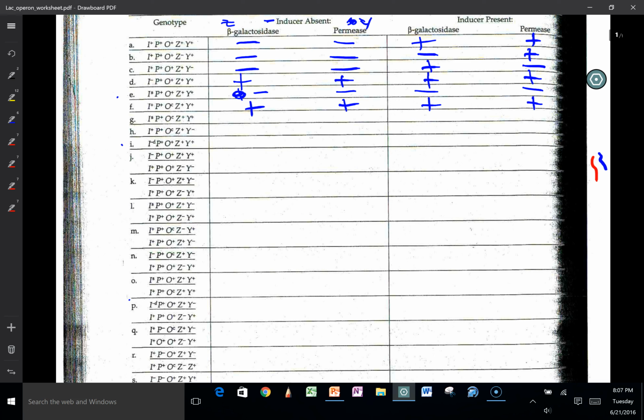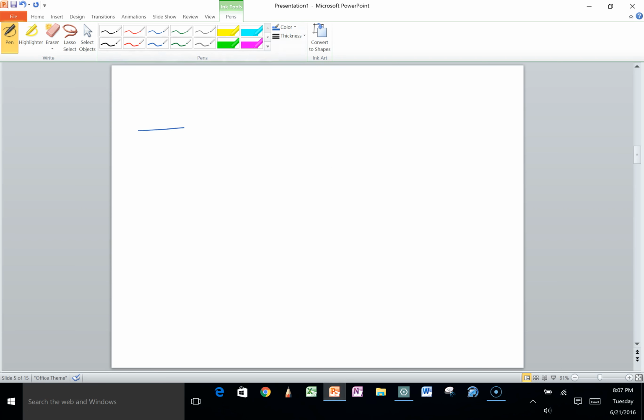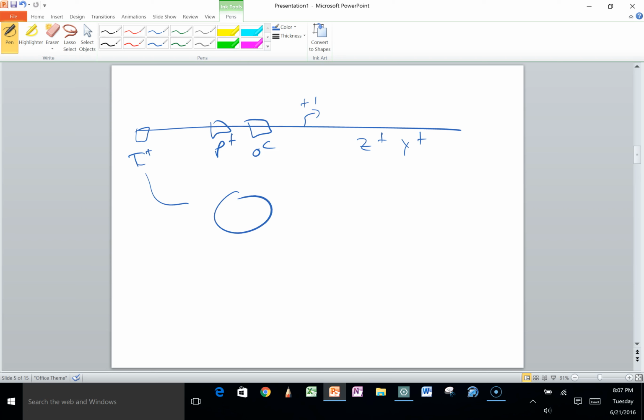G, what happens if you have a super repressor and an O^C mutant? Let's talk about O^C here real quick. So now we've got an O^C mutant. Promoter's fine. Everything else is fine. Even your repressor might be fine. So now this I gene makes a normal repressor, but there's some kind of mutation in that operator so the repressor cannot bind. So then the gene's always on.